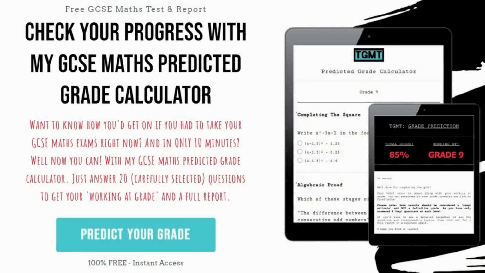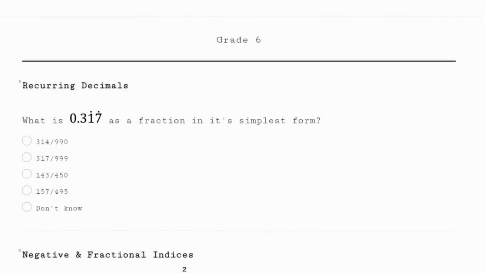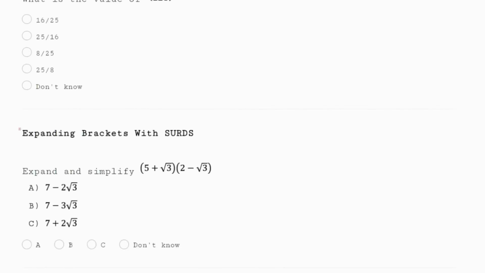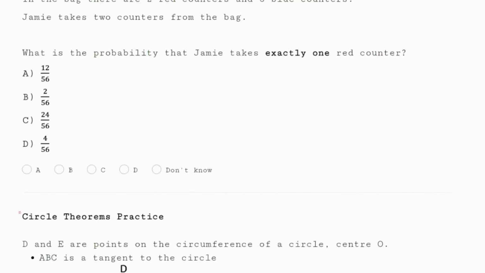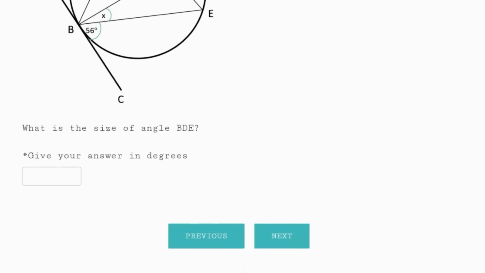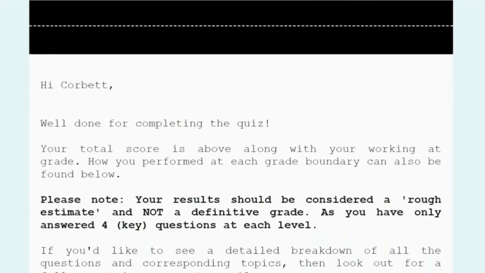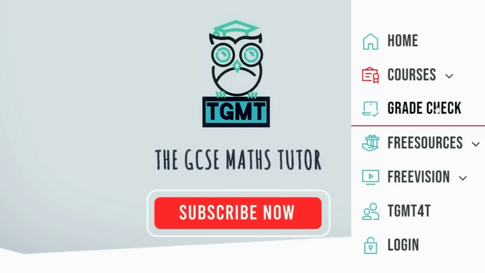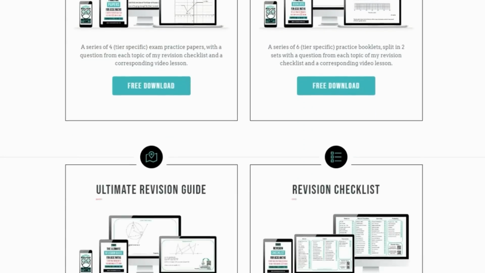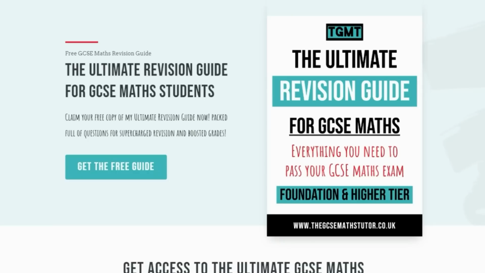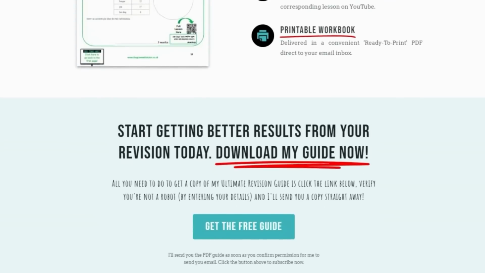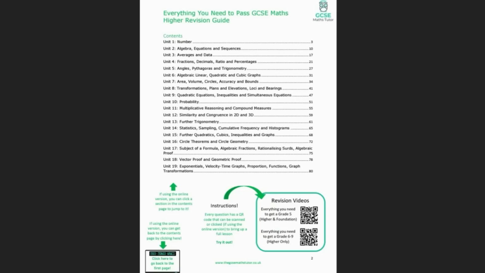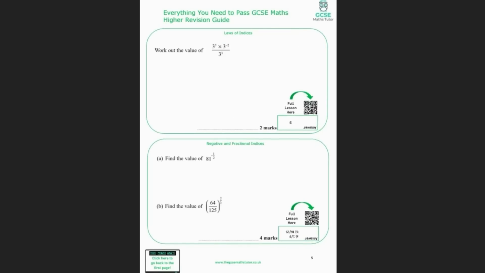You'll be able to answer common exam style questions from either of the exam tiers for higher or foundation, and once you've completed that you will receive a report which gives you that estimated working at grade, so you can start to look at your next steps. Tip 2. My ultimate revision guide. Go to my website and request all of my free resources. Then once you receive the email, download the attachment and complete my ultimate revision guide so you can practice every single topic that can appear on the exams and make sure that you know exactly what to do next.